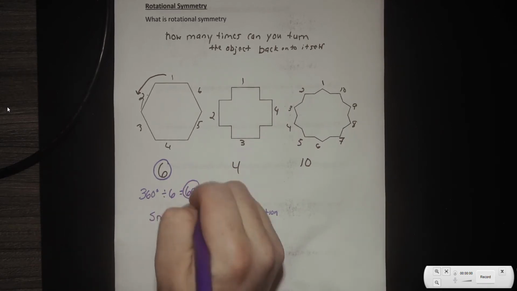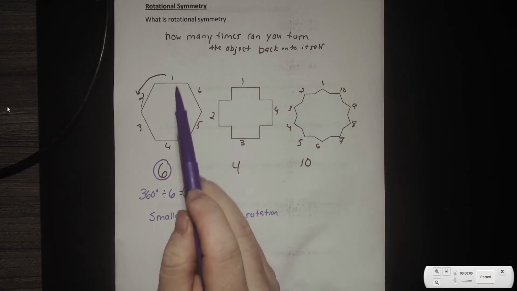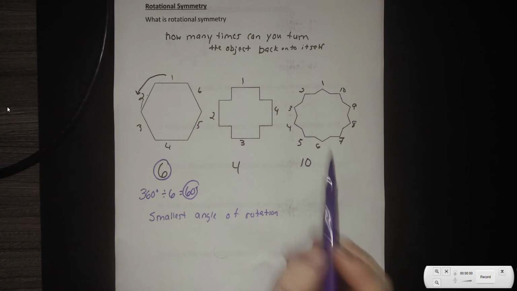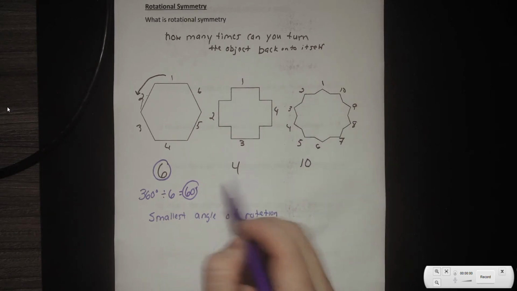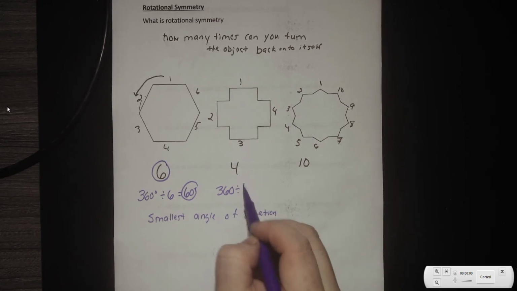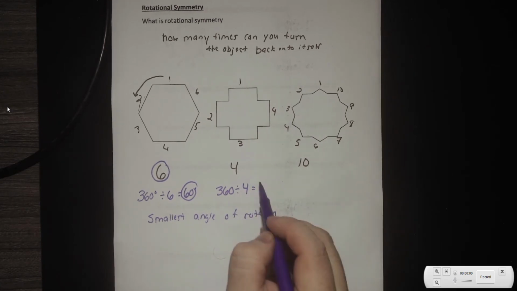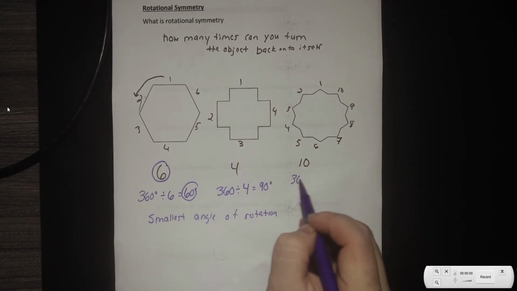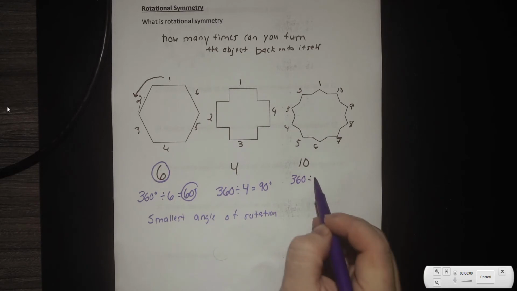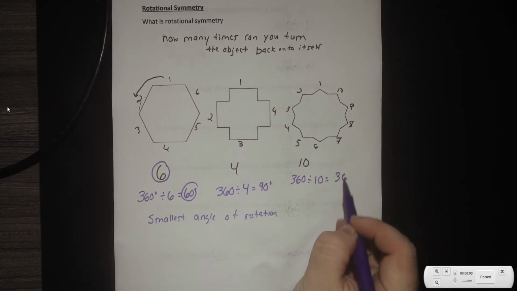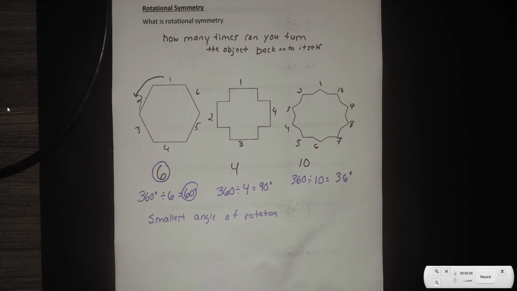What that says is the smallest angle of rotation that rotates back onto itself is going to be 60 degrees. The next one, I'm just going to do 360 divided by 4. That gives me 90. And then 360 divided by 10, and that gives me 36. And those are my smallest angles of rotation.